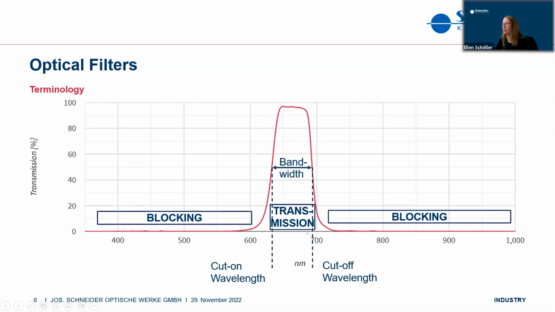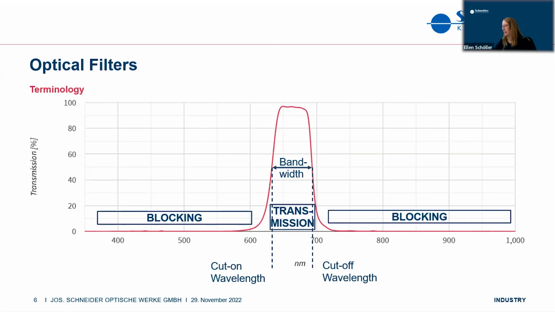And we define this transmission area with the wavelength where the transmission reaches 50%. When it's coming from blocking, going to transmission, when it reaches the 50%, we call this wavelength the cut-on wavelength. And on the other side, when it's coming from transmission and going down to the blocking, where it reaches 50% transmission, we call this the cut-off wavelength. So between the cut-on and the cut-off, there is the bandwidth of the filter. So these are the main basic keywords when we talk about filters.